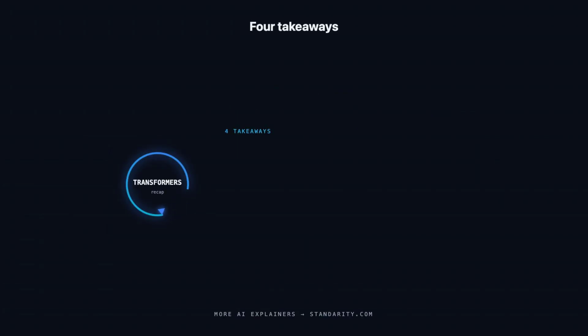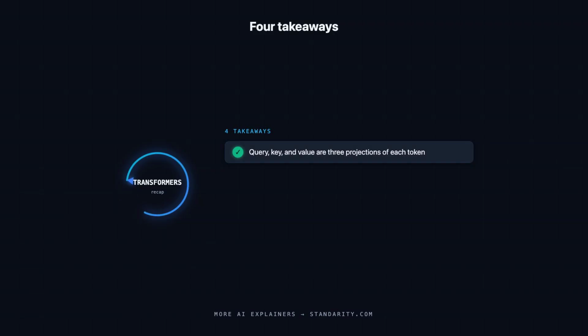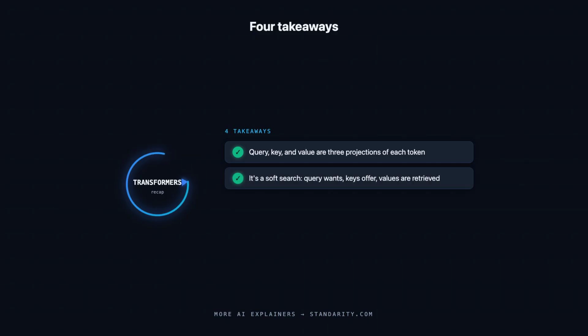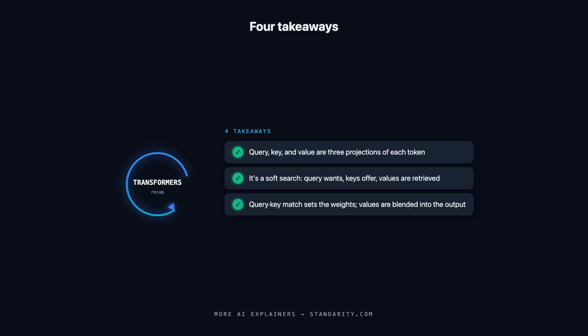All right, let's lock in the essentials. Query, key, and value are 3 vectors, produced from each token by 3 separate learned weight matrices, sitting at the heart of every attention operation. Think of it as a soft search. The query is what you want, the keys are what each token offers, and the values are the content you retrieve. The query matches against every key to set the weights, and the output is those weights applied to the values, so addressing and content stay cleanly separate.